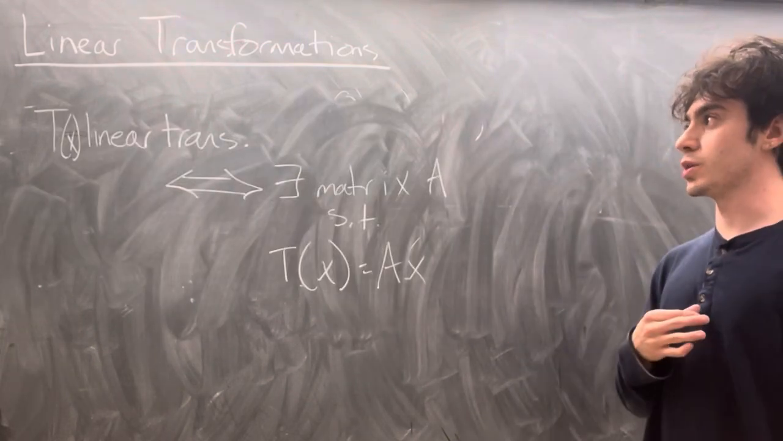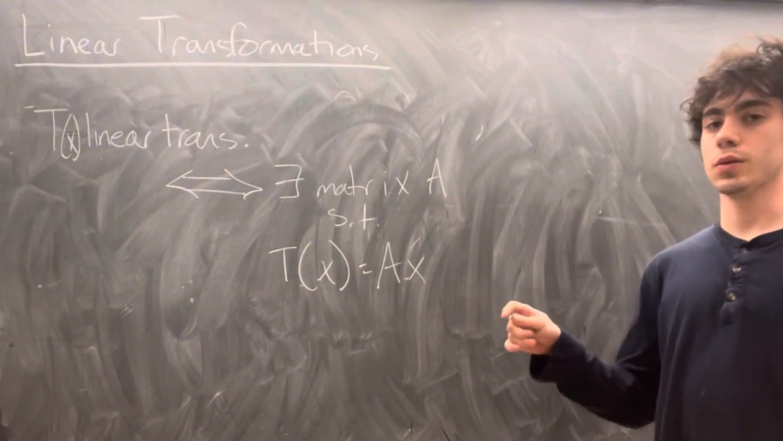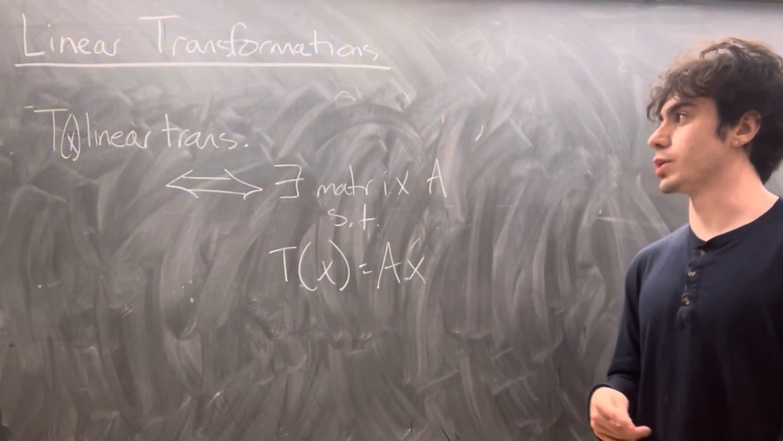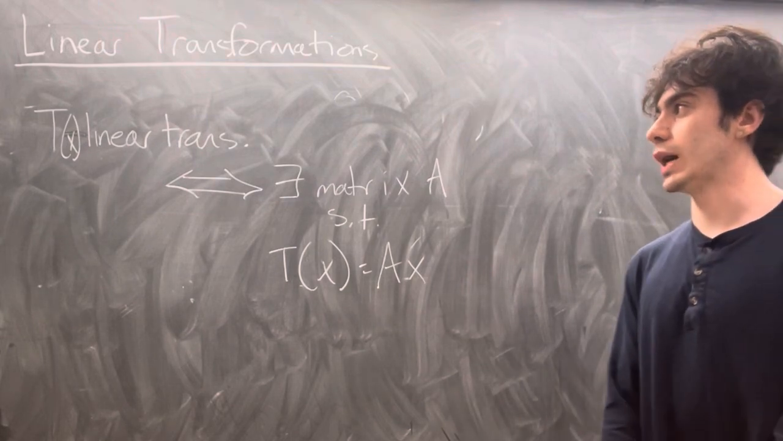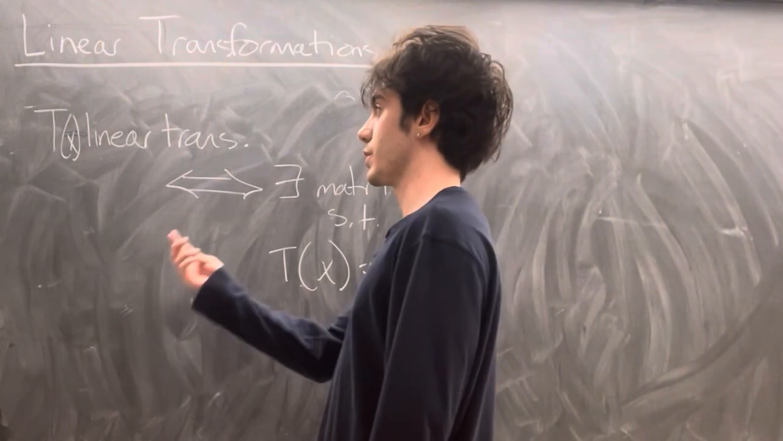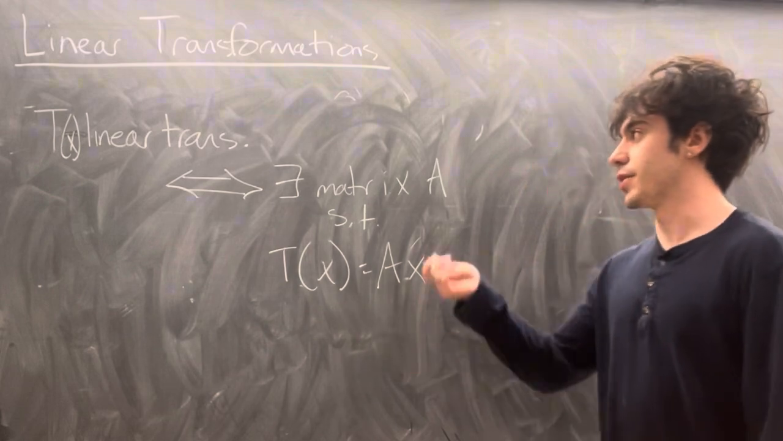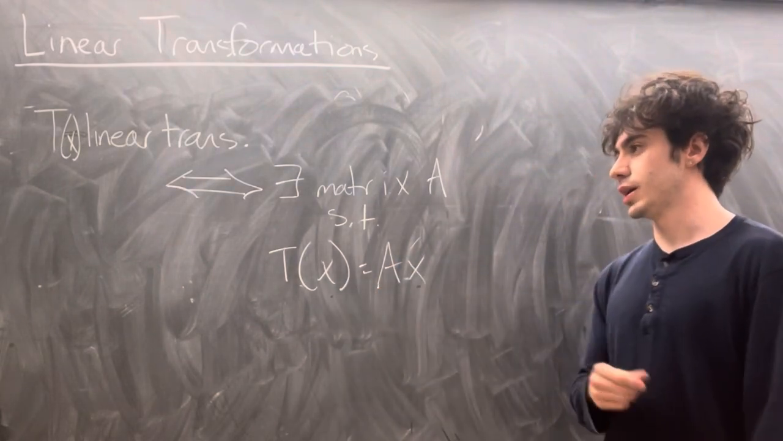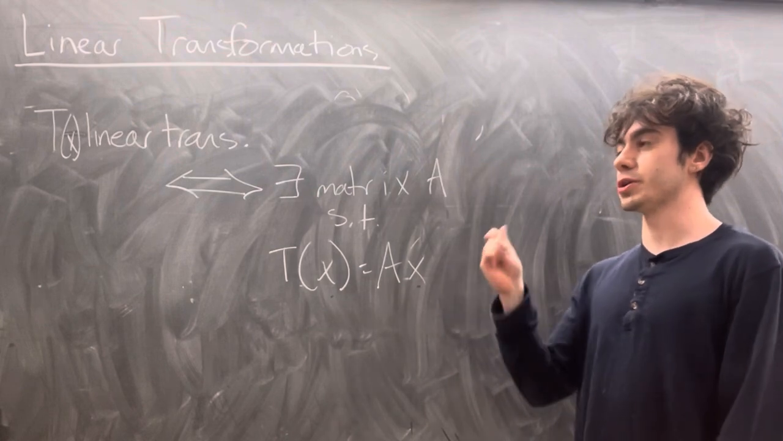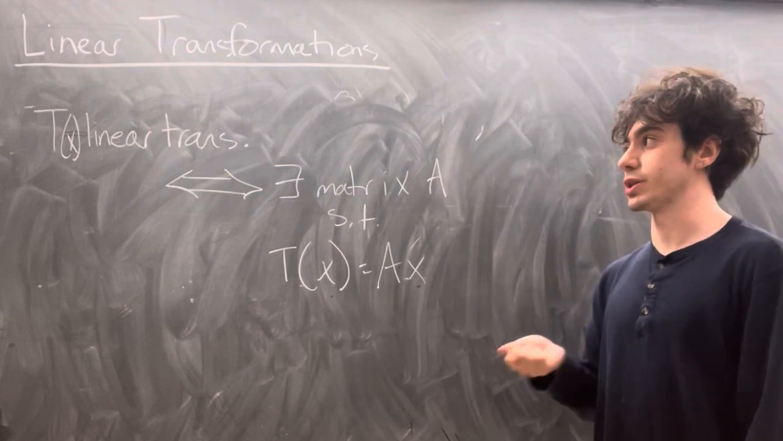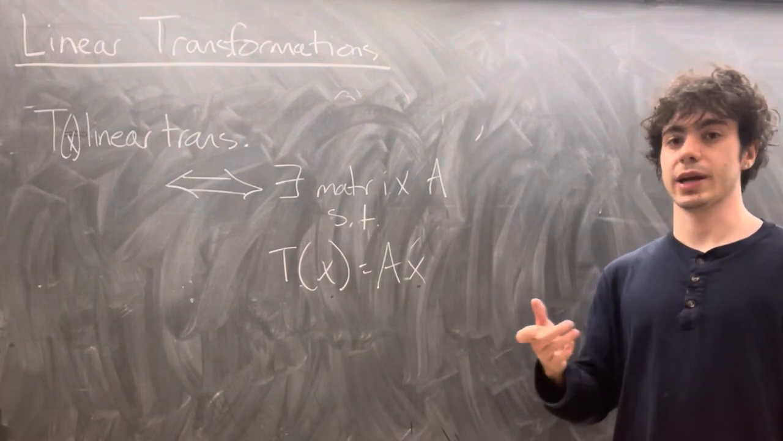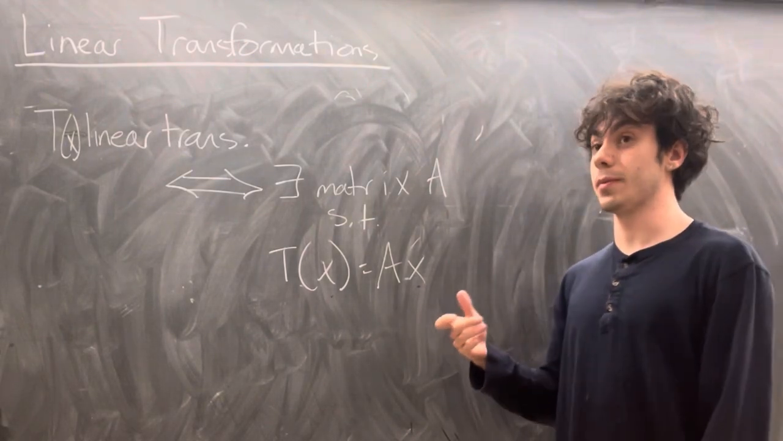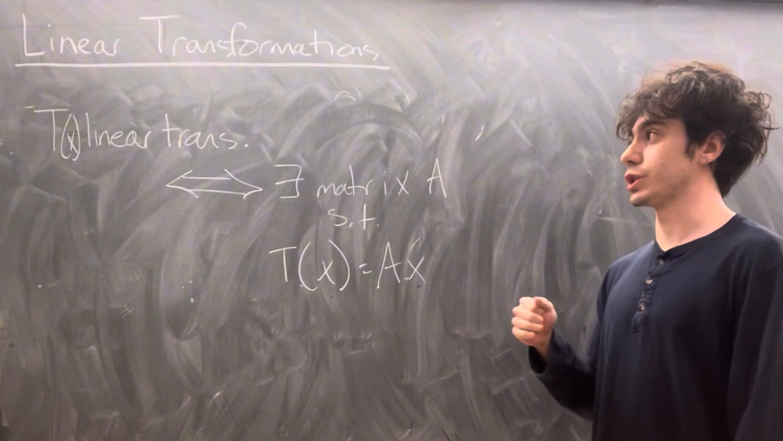So now we're going to move on to another idea, which was kind of implicitly shown in the last few examples, but something that's important to note. If you have a linear transformation that we call T of x, then there's a matrix A where T of x is equal to A times x. And basically what this is saying is that all linear transformations can be represented by a matrix. This is something that we expect to be true because in my previous examples, I was using matrices to represent linear transformations.